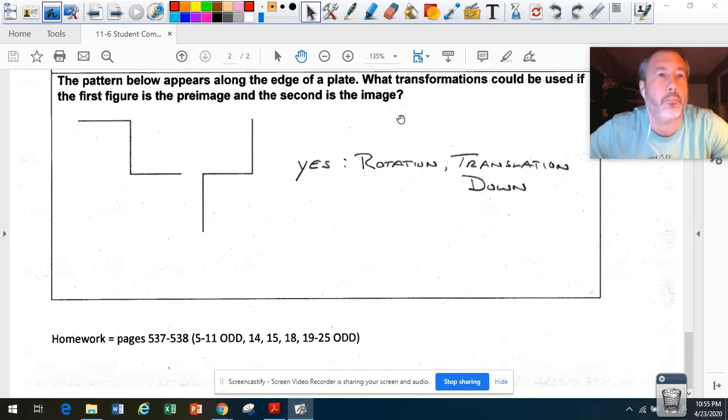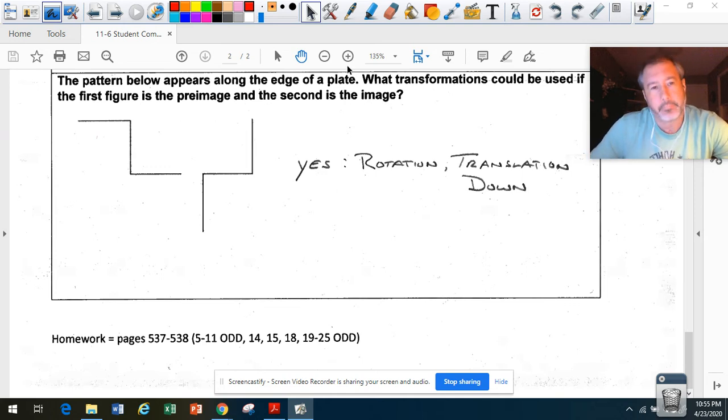It says the pattern below appears along the edge of a plate. What transformation could be used if the first figure is the pre-image? So right here is our pre-image, and the second figure is the image itself.